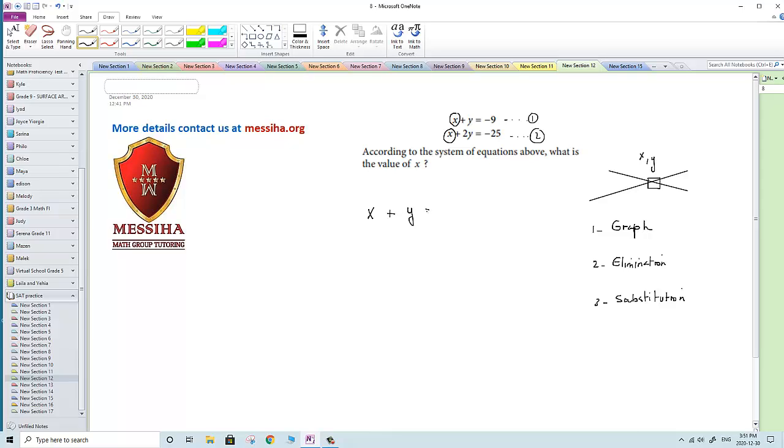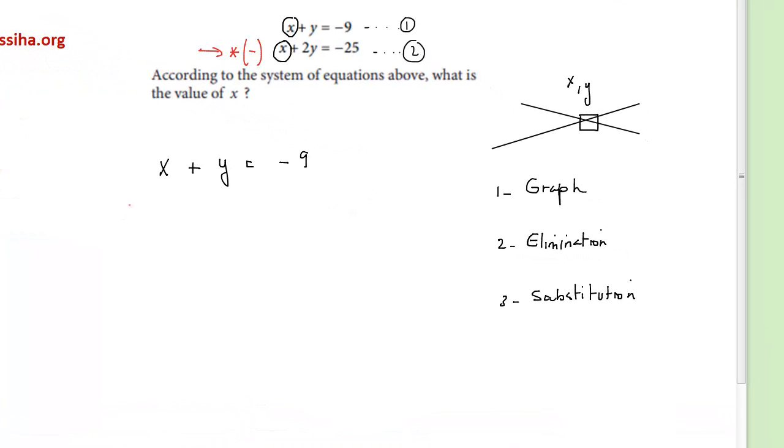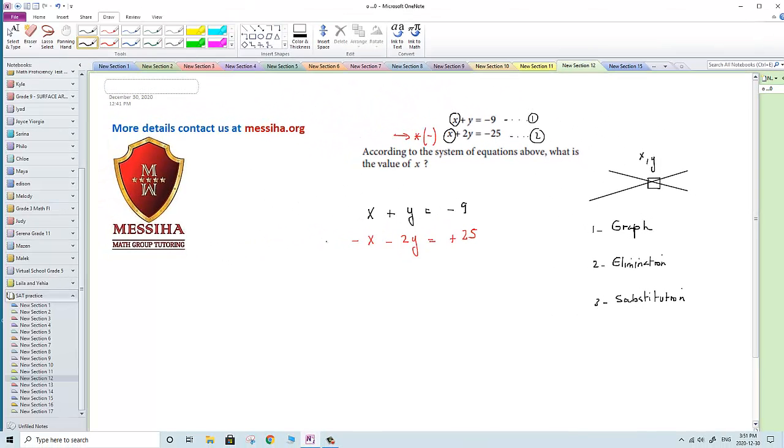So I can say x plus y equals negative 9. And the second equation here, I'm gonna multiply all terms by the negative sign. So it's gonna be negative x, negative 2y, positive 25. And why am I doing that? Because I have a goal to make it negative x. So now when I take these two and add these two equations together, the x will cancel the negative x. So I will have y minus 2y, that means minus y, equals 25 minus 9.